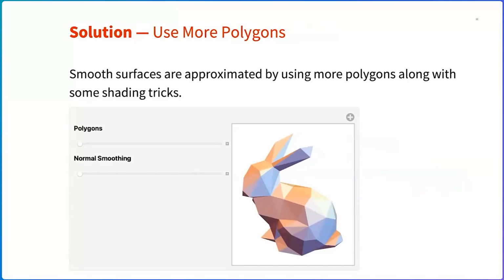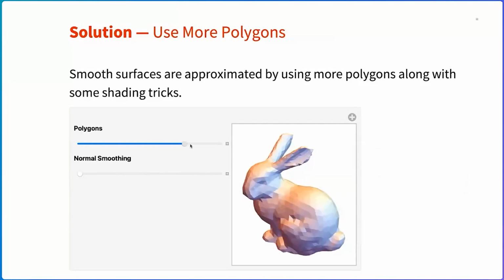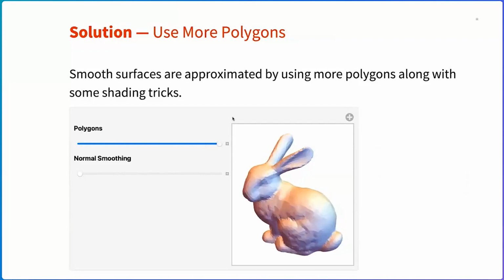Well, we just use more polygons. As we increase the number of polygons, our mesh better approximates the smooth surface. Eventually, we reach a point where it's good enough for rendering. We can also use some shader tricks to smooth normals across the polygons, or to remove that sharp line transition across the different faces. However, just adding more polygons is not as easy as it sounds.